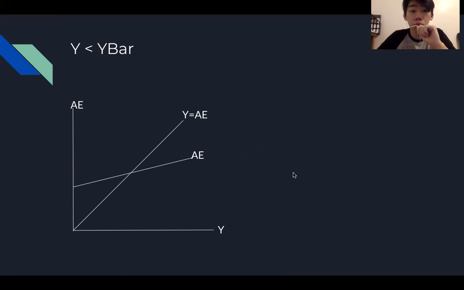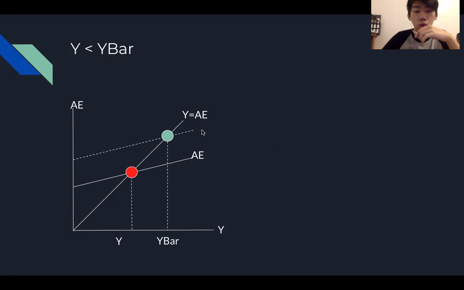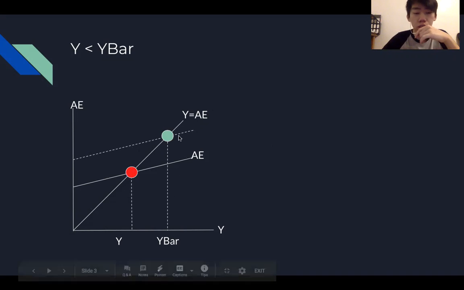In this situation, Y is less than Y bar, so we're below the full employment level of output. We see here AE, and we have this red dot. Next up we have our Y, which is our current level of output, and then we have our Y bar, this green dot right here. This is where we want to be. But we're at the red dot, so we're trying to get to the green dot.